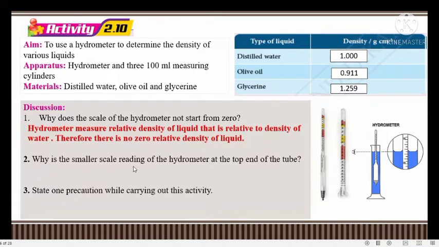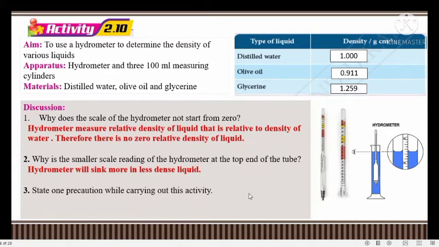Why is a smaller scale reading of the hydrometer at the top end of the tube? It is always at the upper end. This is because the hydrometer will sink more in less dense liquid. That's the reason why we need to mark the smaller reading at the upper end of the hydrometer.